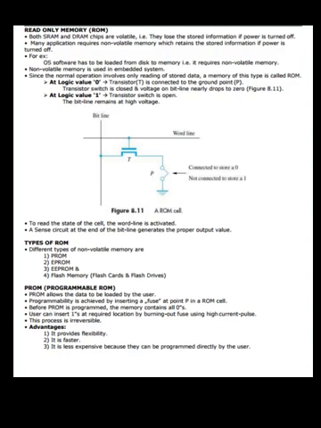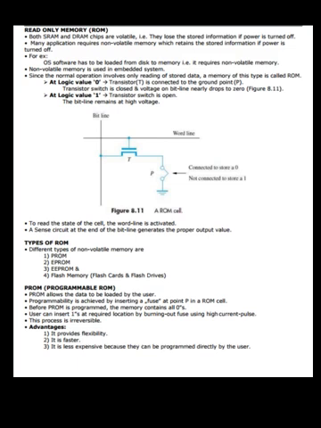Now let us see read-only memory, ROM. Both SRAM and DRAM chips are volatile, that is, they lose the stored information if power is turned off. Many applications require non-volatile memory, which retains the stored information if power is turned off. For example, OS software has to be loaded from disk to memory, that is, it requires a non-volatile memory. Non-volatile memory is used in embedded systems. Since the normal operation involves only reading of the stored data, a memory of this type is called ROM.